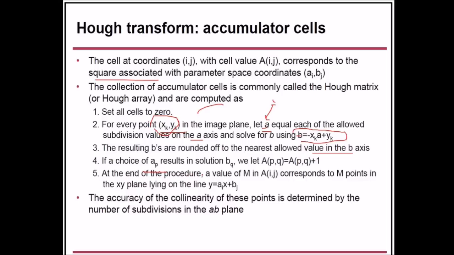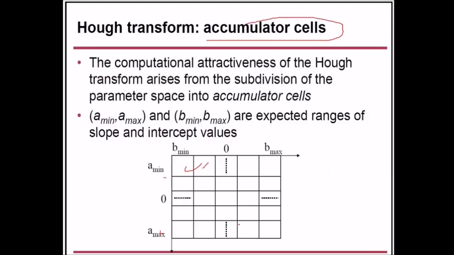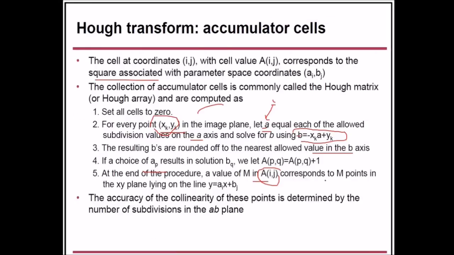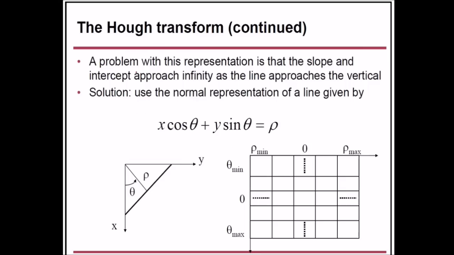And at the end of the procedure, a value of M in A(i,j) corresponds to M points in the xy plane lying on the line y = ai x + bj. So the accuracy of the collinearity of these points is determined by the number of subdivisions in this ab plane. A problem with this representation is that the slope and intercept approach infinity as the line approaches the vertical. Vertical lines have a problem with slope and intercept.